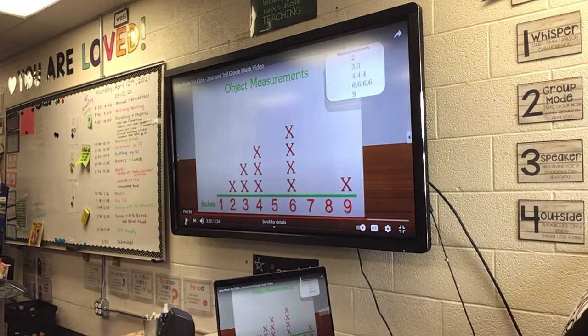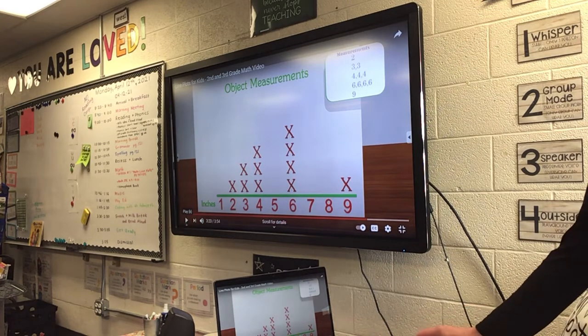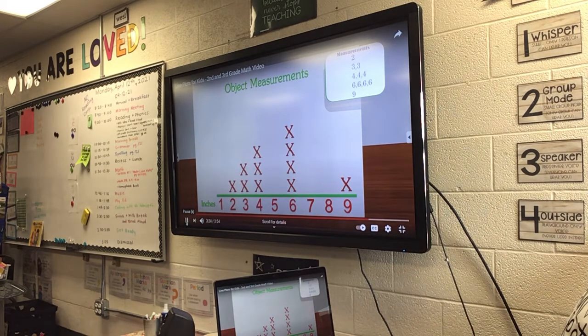4. Good job. Great job! We had 4 items and we can see that in this line plot. We look at the 6 and above the number we see 4 X's, which represent the 4 items that measured 6 inches. Great job, guys!